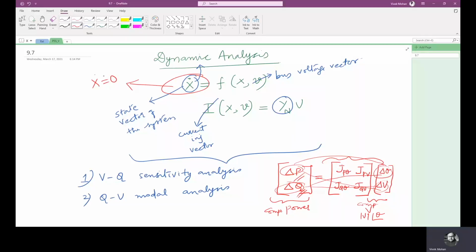Available transfer capability estimation, ATC estimation, is another static analysis tool. So there are a lot of static analysis tools in power system. These static analysis techniques could be used if we assume the rate of change of state vector is 0. So we are not going for a dynamic analysis, and we are confining ourselves to static analysis to understand the distance or the margin towards instability.